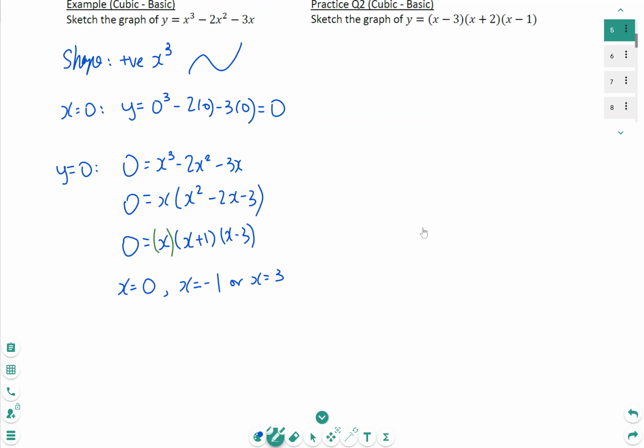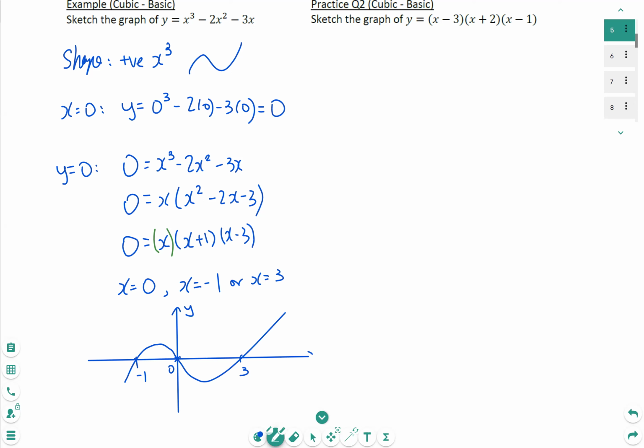Therefore, when we sketch a graph, it's going to look like this. Right, so we've got the 3 roots, 0, minus 1, and 3. That means at 0 we've got a point, at minus 1 we've got a point, and at positive 3 on the x-axis. And we know the shape: start from the bottom, going up, come back down, going up. So that's minus 1, 0, and 3. The y-intercept is 0, which makes sense.